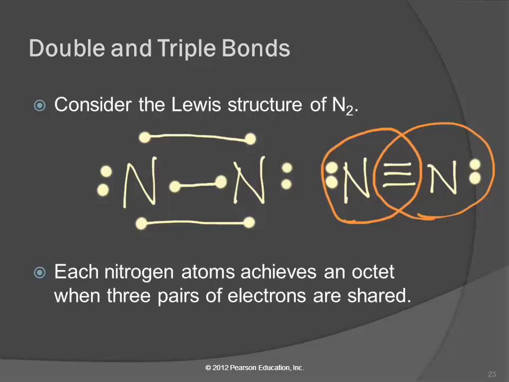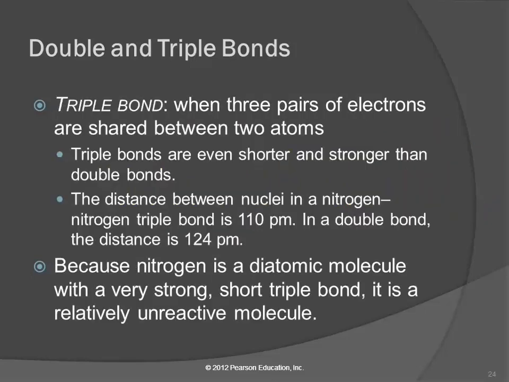So that's a triple bond. The triple bond is even shorter and stronger than the double bond. If you look at nitrogen bond lengths, a triple bond is 110 picometers, a double bond is 124. So by sharing more electrons, it strengthens the attraction, it pulls those nuclei together. So nitrogen is a very inert gas. Oxygen burns. Oxygen's more reactive, and hydrogen is reactive. Nitrogen is pretty unreactive because it's got that really short, strong triple bond that's hard to break.